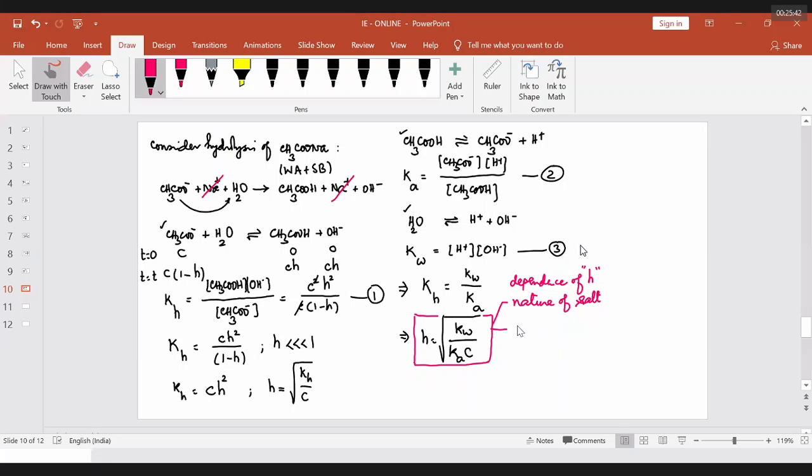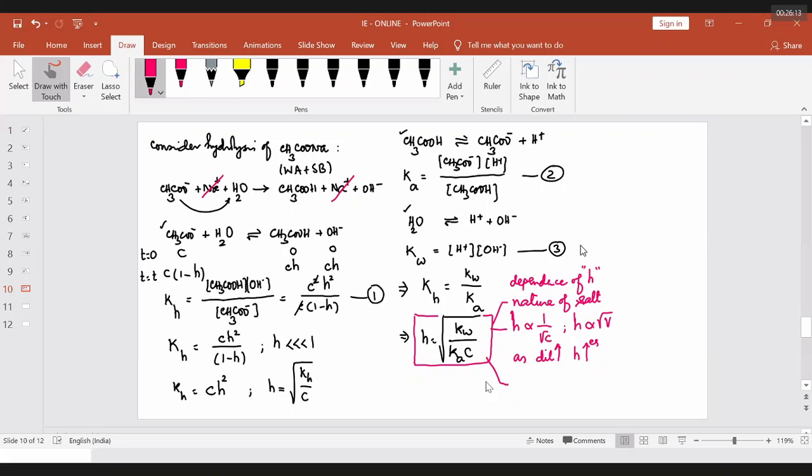Next, h is inversely proportional to root concentration. No, sir, h is directly proportional to dilution. Is it not a duplication of your Ostwald dilution law? Yes, we are saying the same statement. That means degree of hydrolysis is directly proportional to dilution. As dilution increases, degree of hydrolysis also increases. Remember this point.